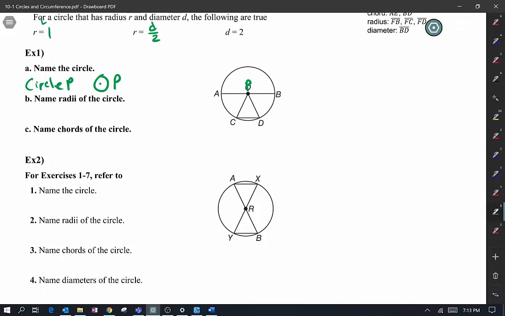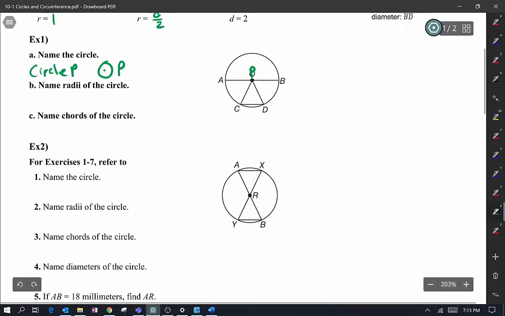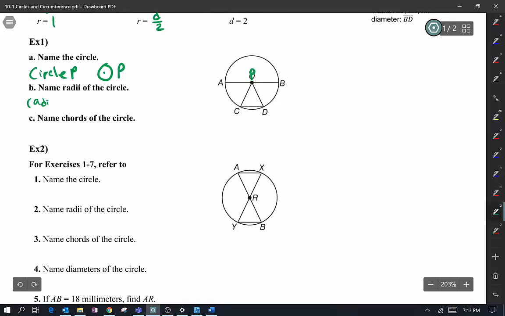Radiuses. When you name a radius of a circle, you need to name it from the point that it starts at, the center, out to an edge. So you can call this radius PB, you can call it radius PD. And there's lots of other ones that work here. They're all just radiuses. PB, PD, PC, PA, they're all radiuses.